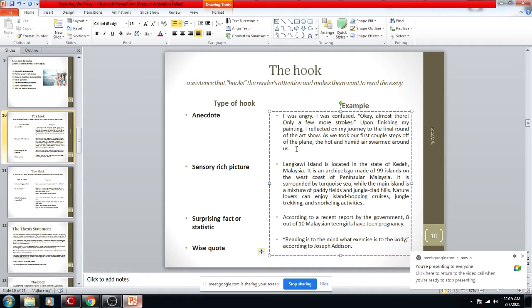Okay. I was angry. I was confused. Okay, almost there. Only a few more strokes. Upon finishing my painting, I reflected on my journey to the final round of the art show. As we took our first couple steps off the plane, the hot and humid air swirled around us.